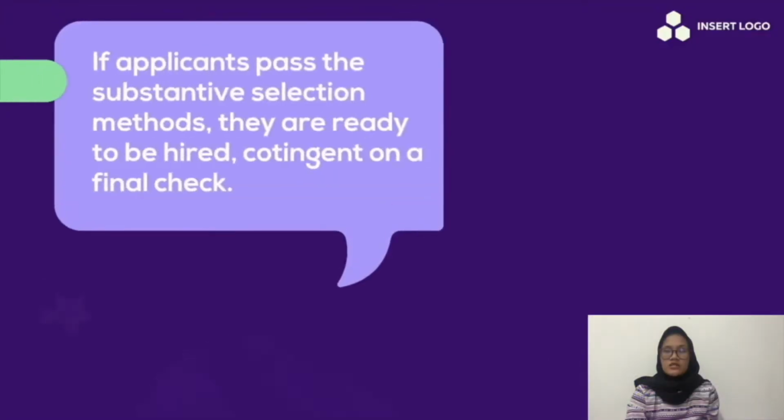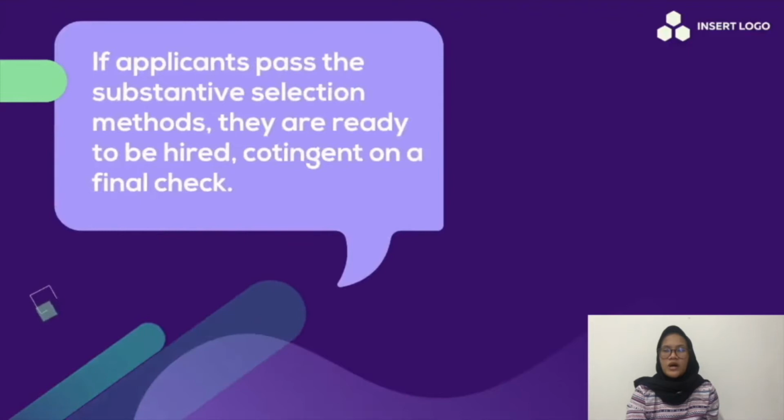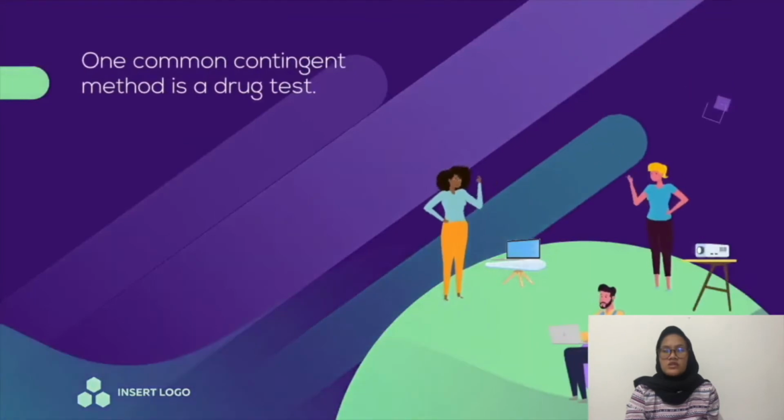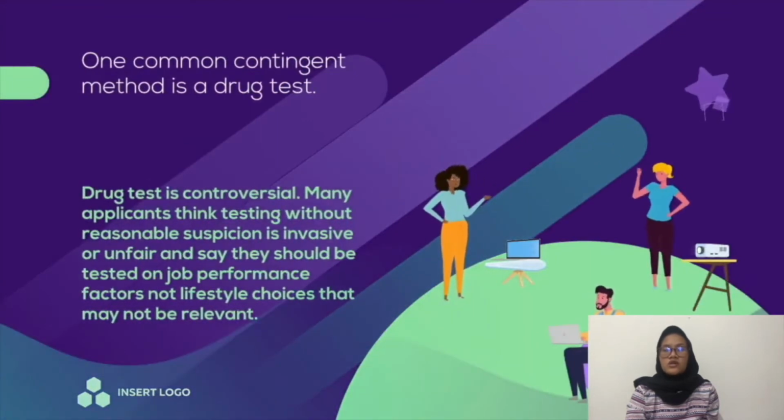If applicants pass the substantive selection methods, they are ready to be hired contingent on a final check. One common contingent method is a drug test. Drug testing is controversial. Many applicants think testing without reasonable suspicion is intrusive or unfair and say they should be tested on job performance factors, not lifestyle choices that may not be relevant.